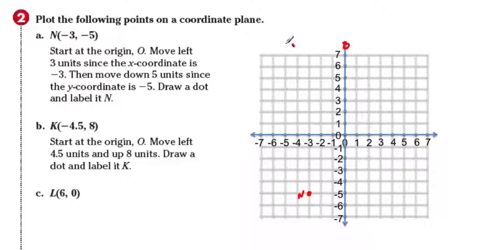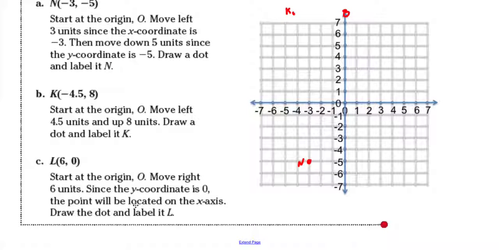This is point K. Okay, and the last one is (6, 0). When you want to plot (6, 0), we start with 6. That means start at the origin, move right 6 units because it's +6: 1, 2, 3, 4, 5, 6. And since the y-coordinate is 0, we don't do anything.